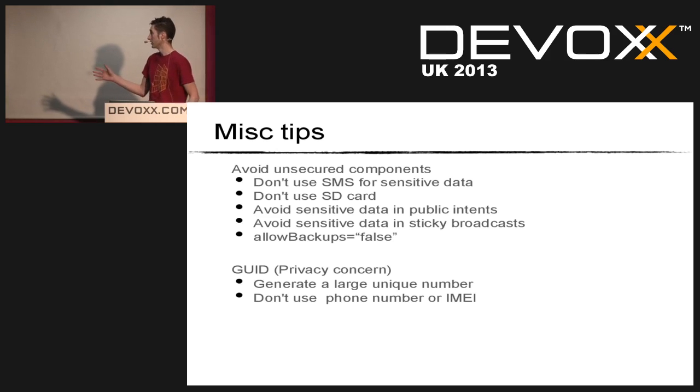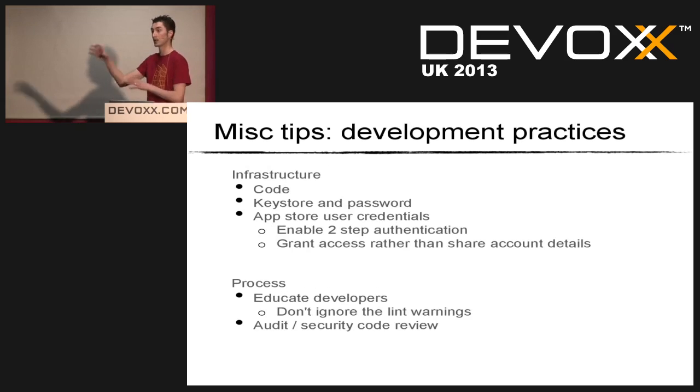The other thing is, it's more of a privacy thing, but don't use the phone number or the IMEI number or even the device ID as a unique identifier for users. Generate a large unique number on app installation. There's a great article on the developers blog from, I think, 2011, which talks about how to do that. And yeah, that's more of a privacy thing, so people aren't tracked between apps.